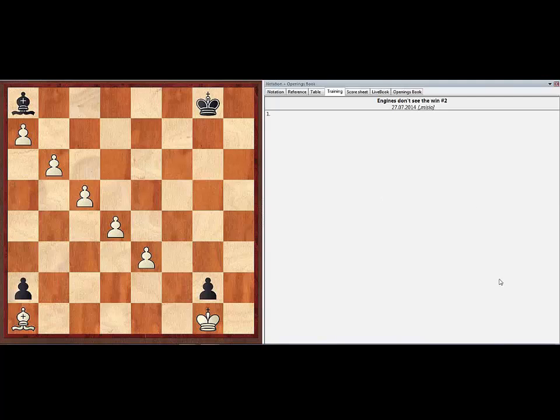And I want you to think about the position. Who do you think is better? Is it equal? Is white winning? Is black winning? What do you think is going on right here? I want you to spend a couple of minutes just thinking about this position while I look at the questions you have for me.